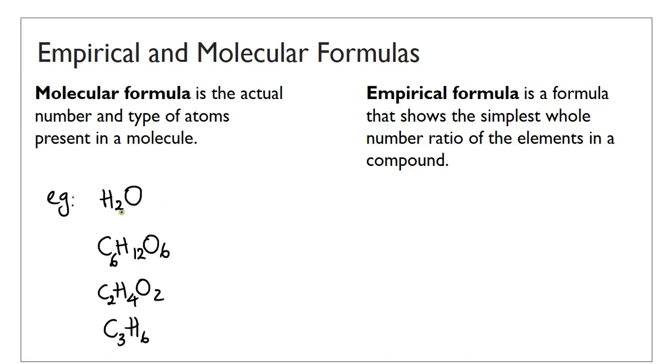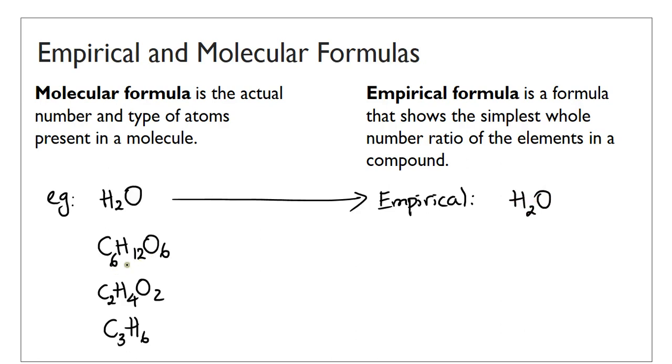Now, empirical formula is a formula that shows the simplest whole number ratio of the elements in a compound. So if the molecular formula is H2O, my empirical formula in this case is also H2O, because a 2-to-1 ratio between hydrogen and oxygen is already the smallest whole number ratio. So the empirical is just H2O here.